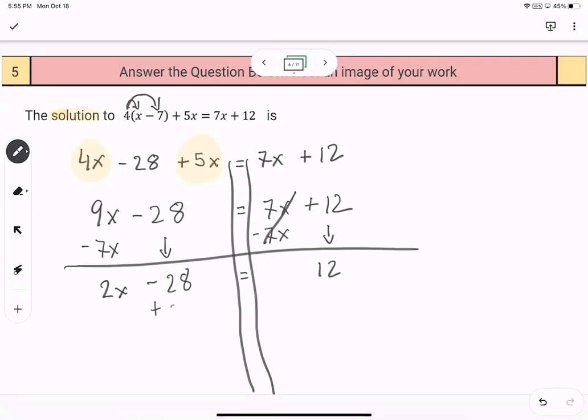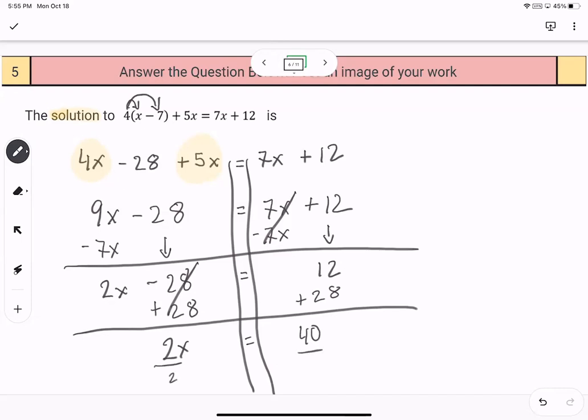Now we're going to add 28 to both sides. We get all the constants on the right side. So it's -28 plus 28, they cancel out. We have 2x left on here is equal to 12 plus 28 is 40. We're going to divide by 2 on both sides. So x is equal to 20. Now you can check by plugging this in. Because of time, I'm going to move on.